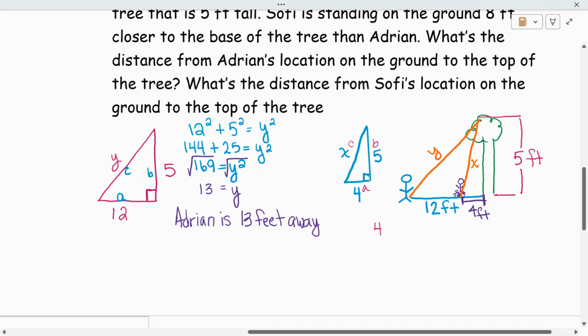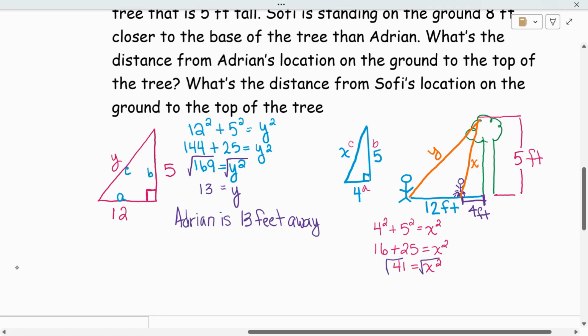4 squared plus 5 squared equals x squared. Perfect. 4 squared plus 5 squared equals x squared. So let's see. 4 squared is 16. I heard someone whisper it. 5 squared is 25. And x squared is just that, x squared. What is 16 plus 25? 41. So 41 equals x squared. So what are we going to do to solve this? Take the square root of both sides. Good job.